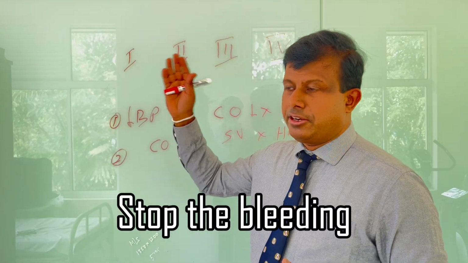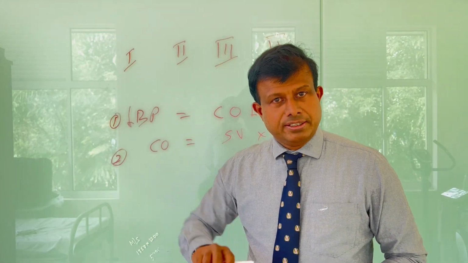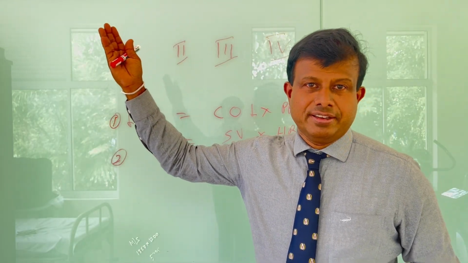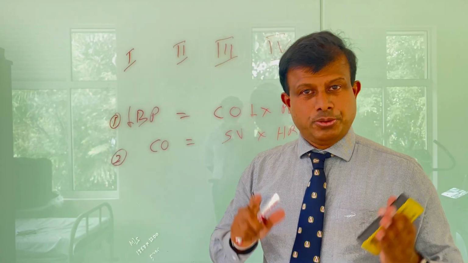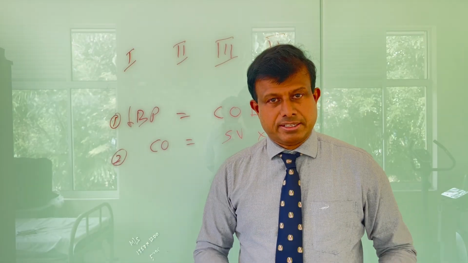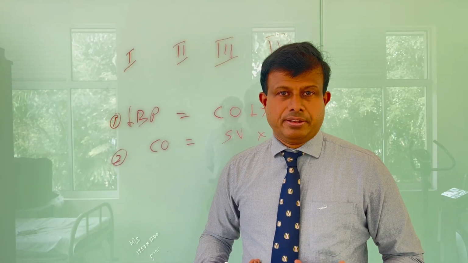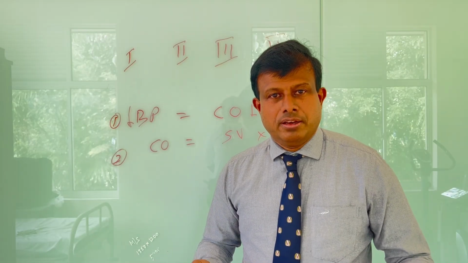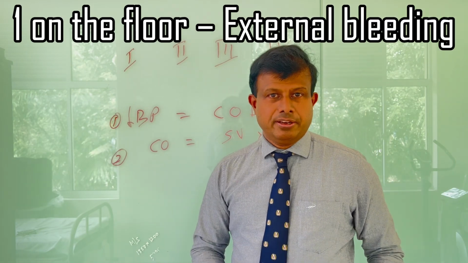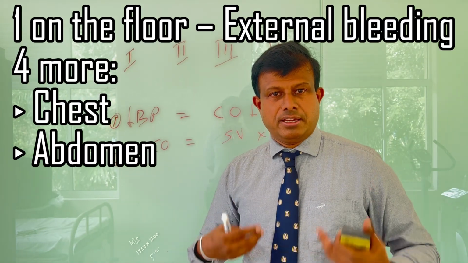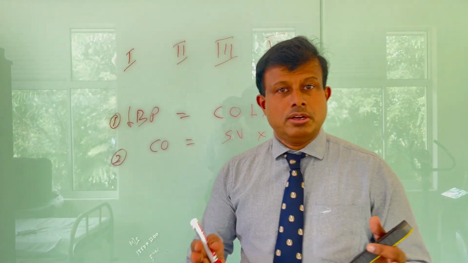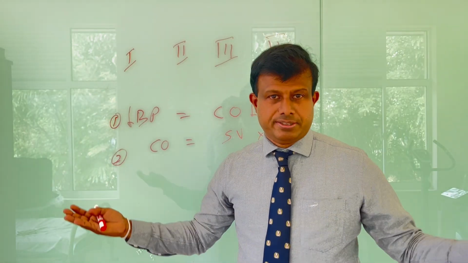So at the same time, this is about replacing the fluid, but remember, very important, to close the tap. At your home, when there's a water leak, tap is broken, water is leaking, no point pumping water into the tank. We have to close the tap. So it's very important that if there's an obvious bleeding, maybe external bleeding or internal bleeding. In fact, in trauma we call 1 on the floor and 4 more. 1 on the floor is external bleeding, 4 more is chest, abdomen, pelvis and the long bones. So somehow we have to stop the bleeding while we are replacing.